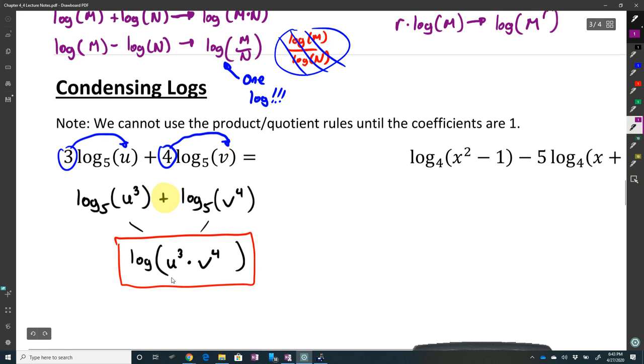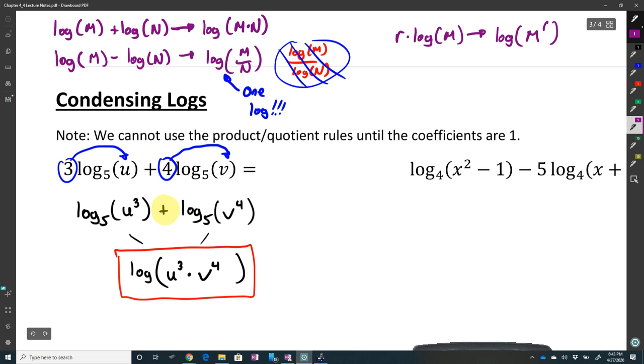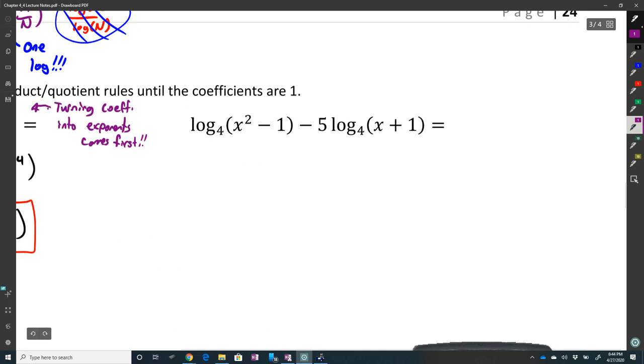Now, keep in mind that usually making the numbers exponents comes first. So turning the coefficients into exponents comes first. Because in order for the addition rule to work, the product rule, the number in front of each log has to be 1. So that's why we take the numbers in front and make them exponents first. All right, anyway, moving on to the next one.